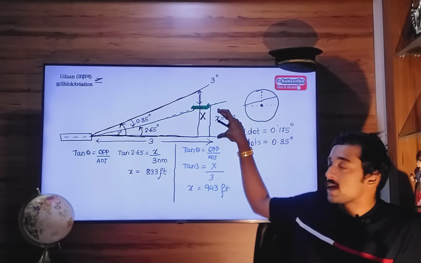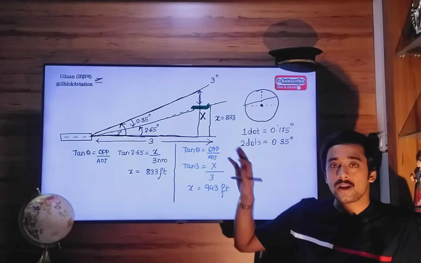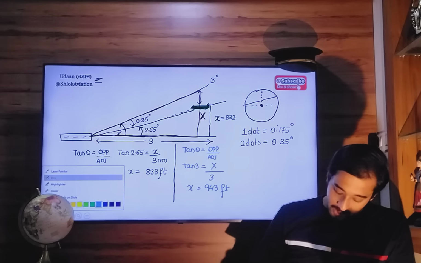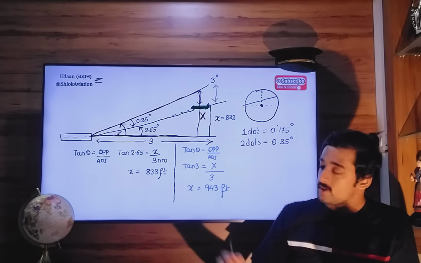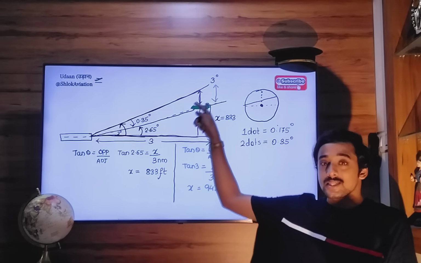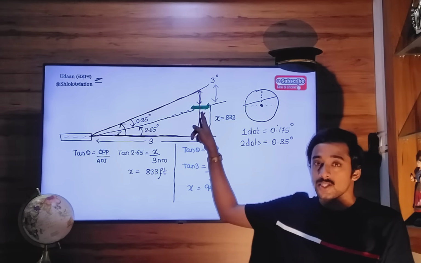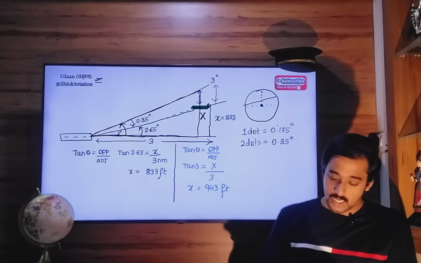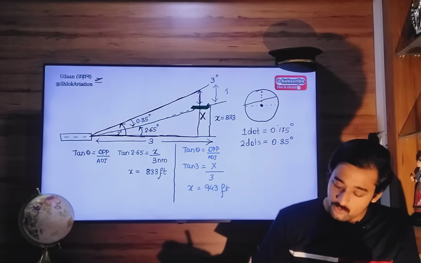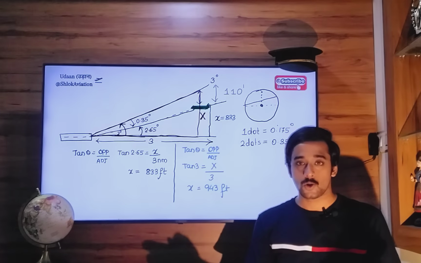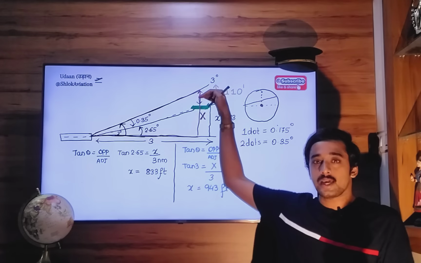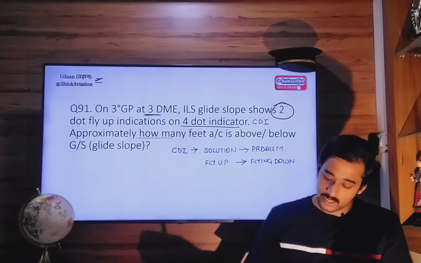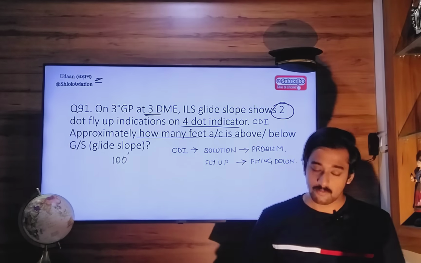And we have this small side of the triangle equal to 833 or 830 feet. So the difference between them will be equal to the difference between this 3-degree glide path and the 2.65-degree glide path where your aircraft is currently situated, which is 943 minus 833, equal to 110 feet. So the aircraft is approximately 100 feet below the standard glide path. So how many feet is the aircraft above or below? The aircraft is 100 feet below the glide path.